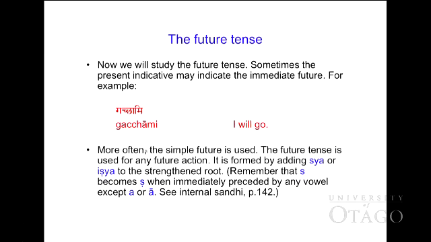More often the simple future is used. The future tense is used for any future action. It is formed by adding sya or isya to the strengthened root. So remember that s becomes s dot when immediately preceded by any vowel except a or r. So you can see from internal sandhi, page 142.